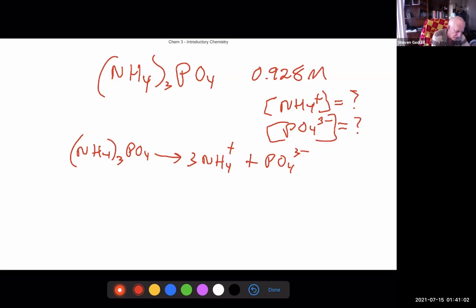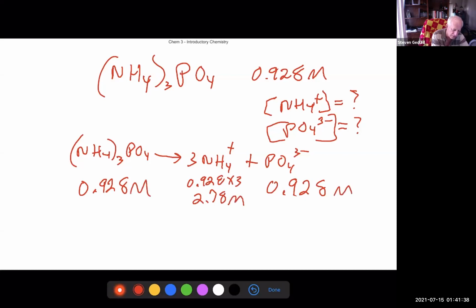So we take ammonium phosphate where concentration is 0.928. Okay, we know the concentration of phosphate is 0.928. It's 1:1. One ammonium phosphate goes to one phosphate, and one ammonium phosphate goes to three ammoniums. So we take 0.928 times three, and that comes out to 2.78. So there's your molarity, there's your molarity, and there's your molarity. So a solution of ammonium phosphate that's 0.928 molarity is going to give you a solution of 2.78 molarity ammonium ions and 0.928 molar solution of the phosphate ion.